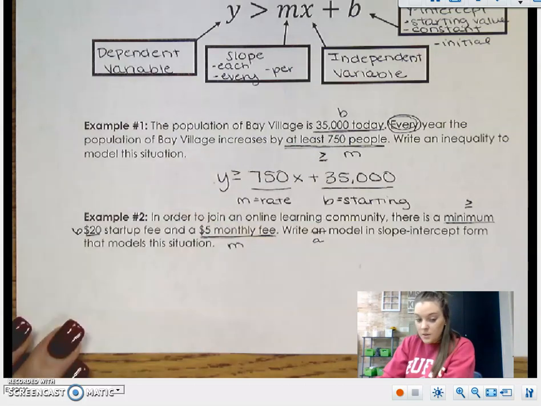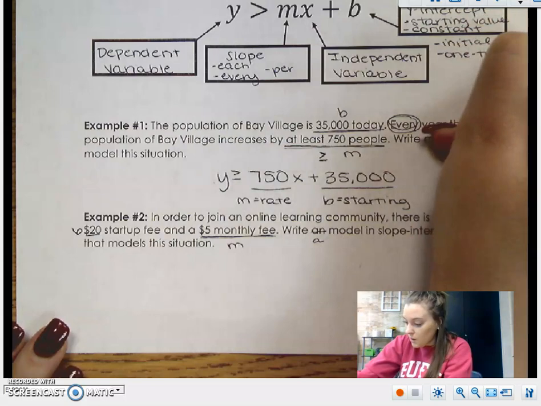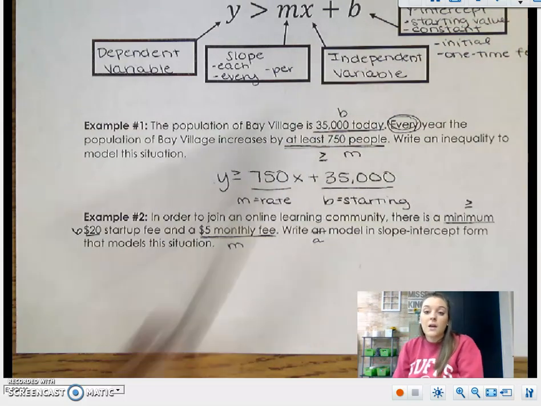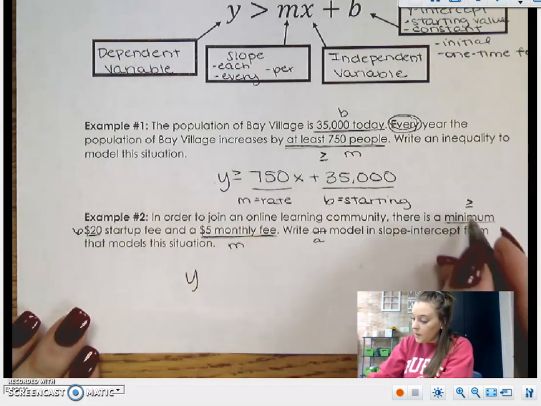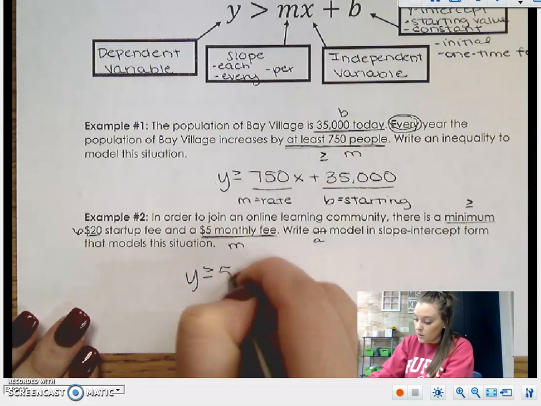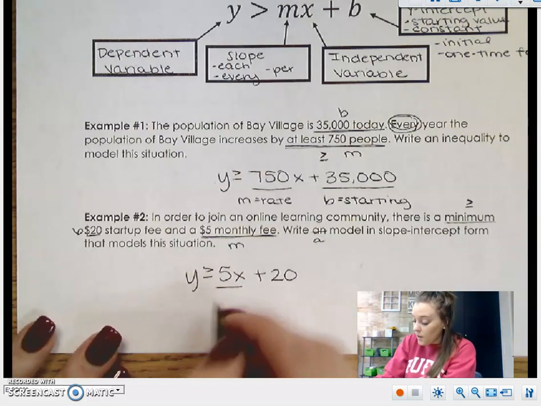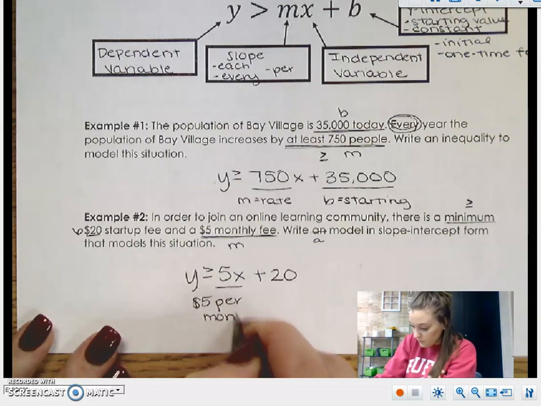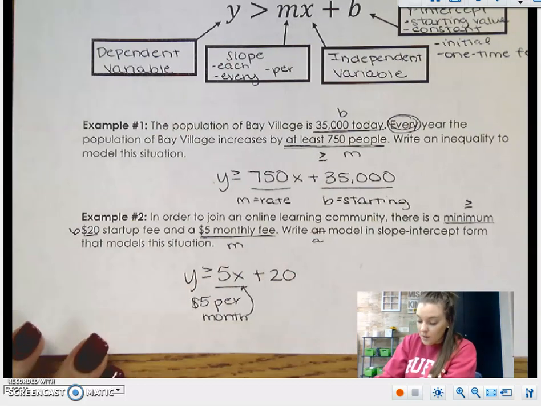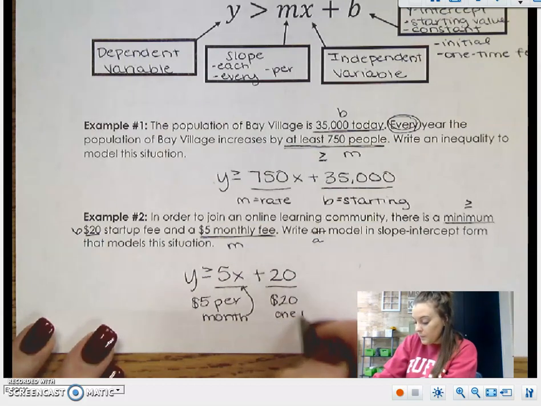And the $20 is going to be my B. That's a one-time fee. Whenever you have a one-time fee, I'm going to add that up here. A one-time fee is going to be your y-intercept. Okay, so we have y is greater than or equal to 5x plus 20. So this 5 is going to be $5 per month, where x represents months, and this $20 is a $20 one-time fee.